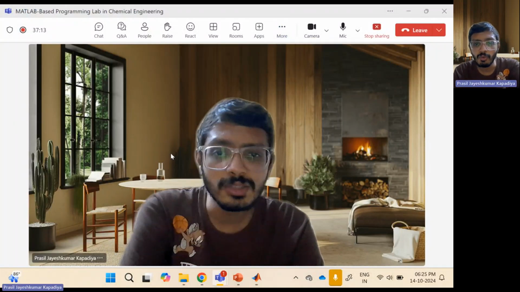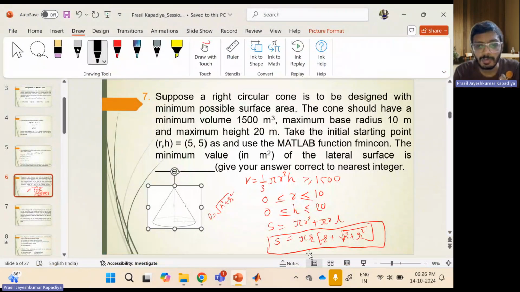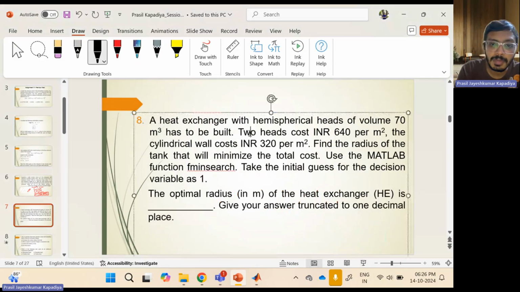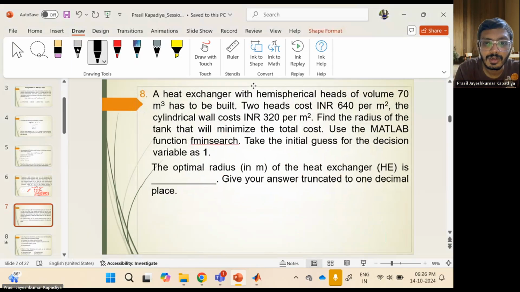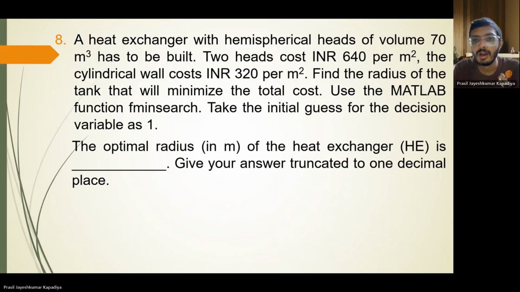Okay, let's move ahead with the next problem, problem number 8. A heat exchanger with hemispherical heads of volume 70 meter cube has to be built. The two heads cost 640 rupees per meter square. The cylindrical wall costs 320 per meter square. Find the radius of the tank that will minimize the total cost.